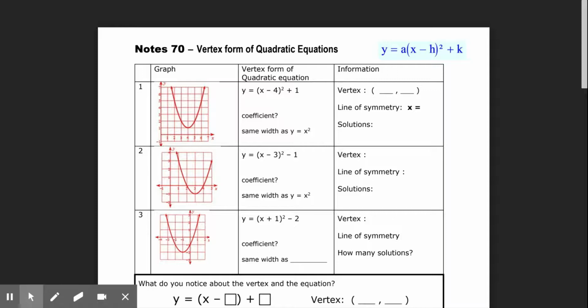Okay, we're going to dissect the vertex form just a little bit more with quadratic equations. So on problem number 1, we're taking a look at the graph, and you need to understand that the coefficient is the number in front of the parentheses there. So if there's not a number, it's understood to be a 1. So the coefficient is 1. And this is going to be the same width as y is equal to x squared because the coefficient in front of x squared is 1 as well.